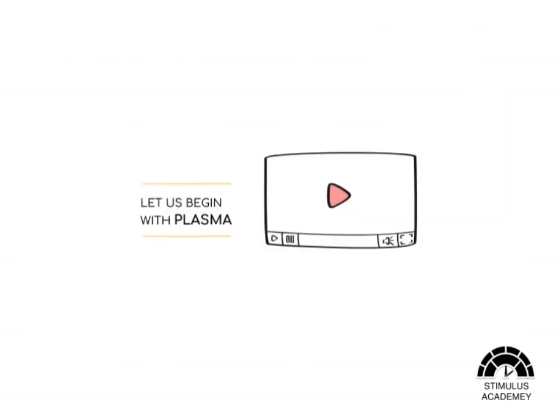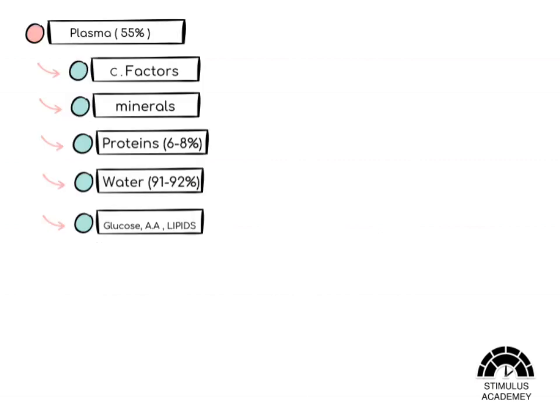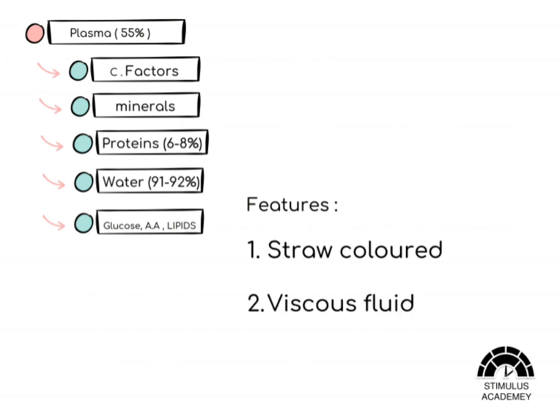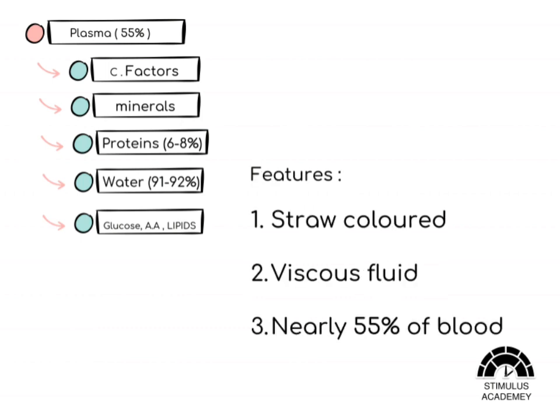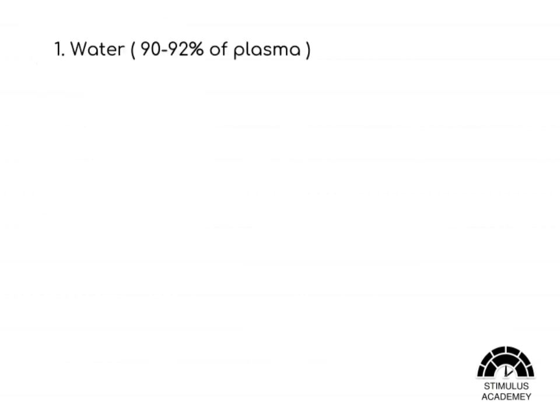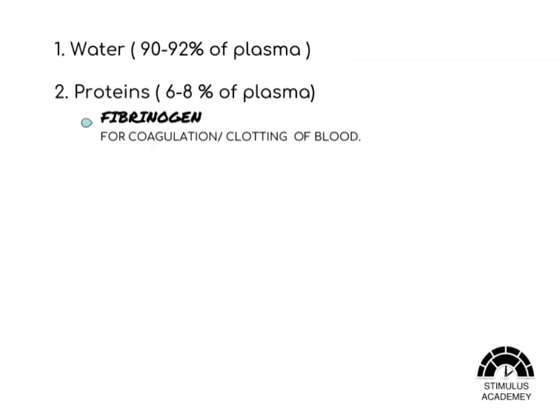Let us begin with plasma. It is a straw-colored, viscous fluid and nearly 55% of blood. The first component is water. It is 90 to 92% of plasma. Proteins are 6 to 8% of plasma. There are some proteins which need to be discussed. The first one is fibrinogen. Fibrinogen is used for coagulation and clotting of blood.